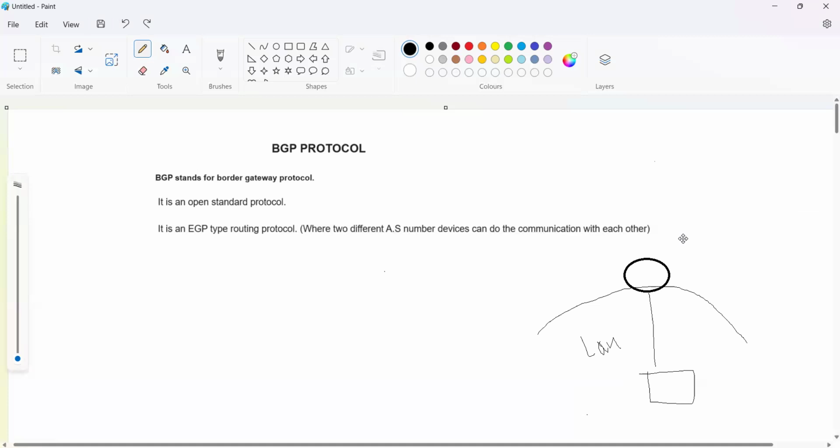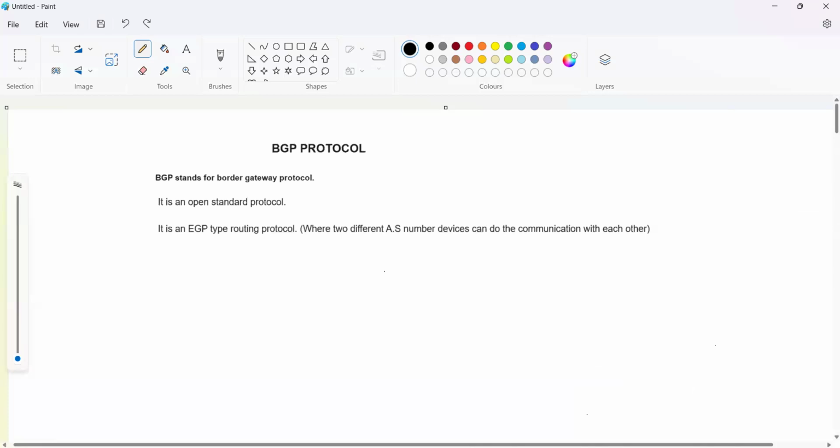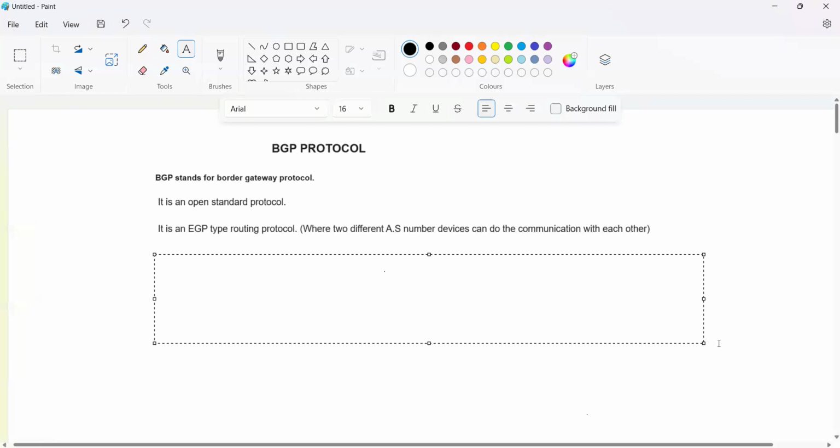We'll discuss more about it. What does AS number mean? AS stands for autonomous system number. Who will provide it? IANA will provide the AS numbers, the Internet Assigned Numbers Authority.